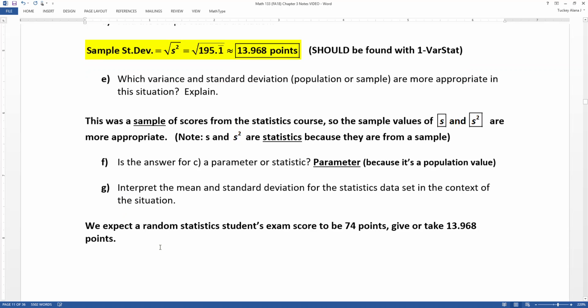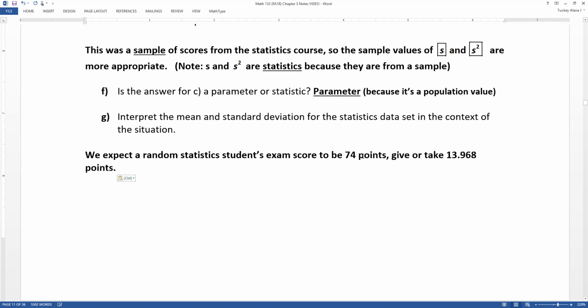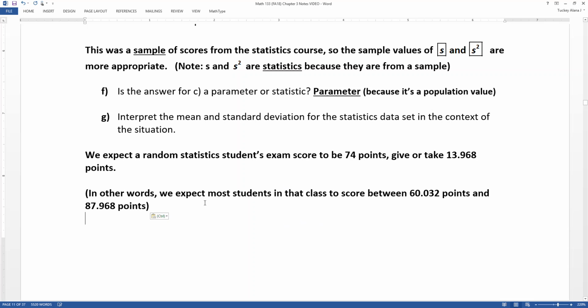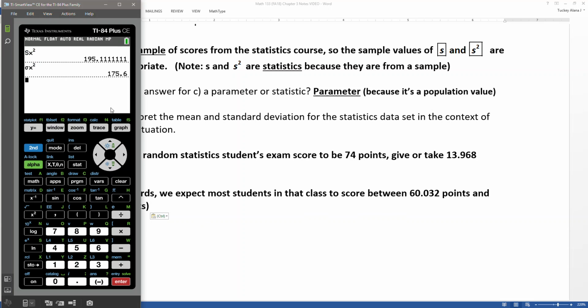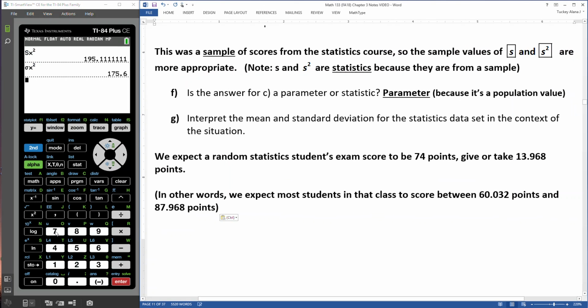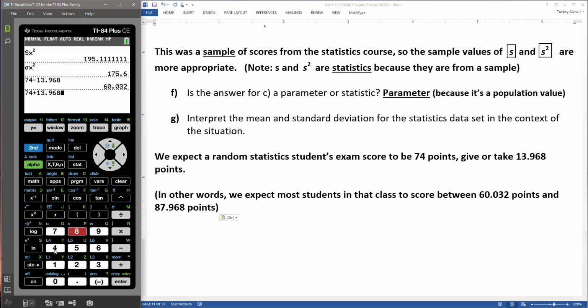So if you were a student at random from this class, you'd expect to score 74 points on this exam, give or take, right, around that 74, 13.968. In other words, we expect most students to score 60.032 points to 87.968 points, somewhere between those two values. Now I got those two numbers by taking 74 minus 13.968 and 74 plus 13.968. Right? I'm building kind of a window where most students are going to fall.